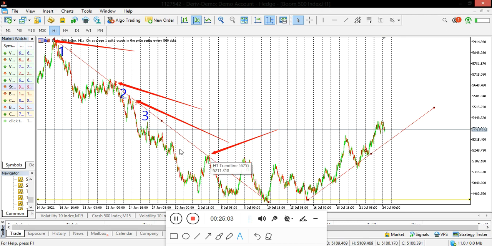This is another entry here. Since you enter, you can see it didn't come to touch the resistance again until it got here. Then you are expected to enter. Now for trend line breakout, this is where they enter. But I always tell people not to trade a trend line breakout yet.